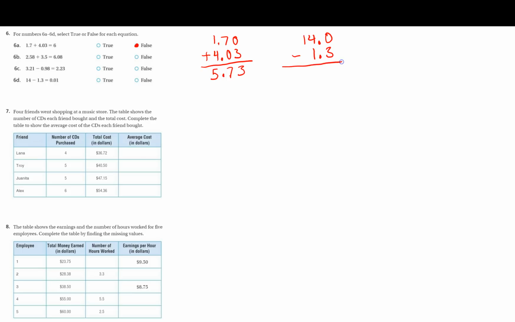Now I can subtract. Okay, 0 take away 3 I can't do. I need to borrow. 10 take away 3 is 7. 3 take away 1 is 2. Bringing my decimals straight down. And 1 take away nothing is 1. So 12.7. And they got 0.01. So that is definitely false, not true.